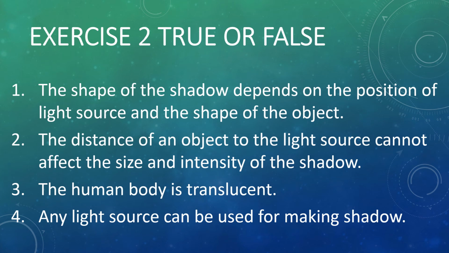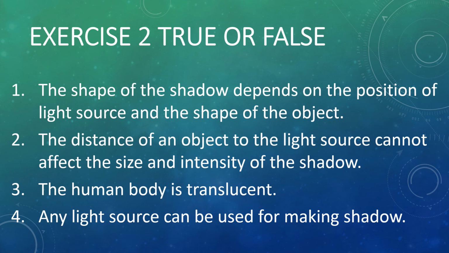Exercise 2. Write true if the statement is correct, and write false if the statement is incorrect. Number 1. The shape of the shadow depends on the position of light source and the shape of the object. Number 2. The distance of an object to the light source cannot affect the size and intensity of the shadow.